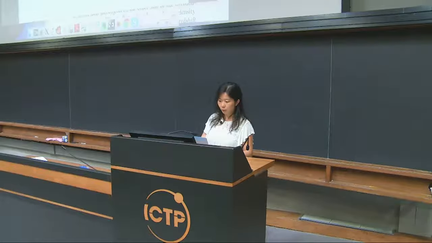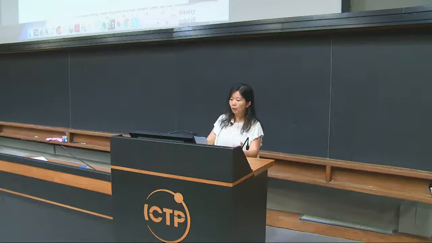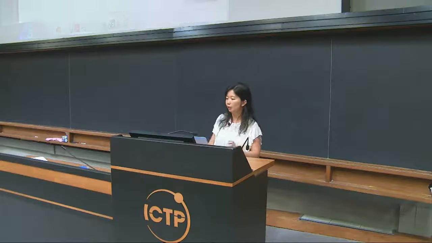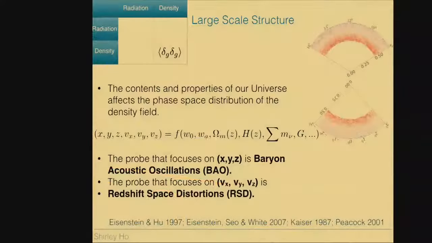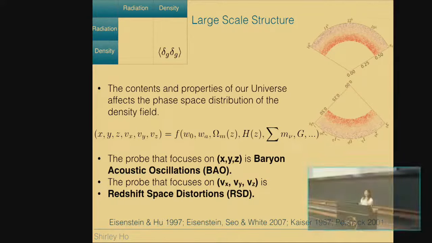Let's go back to what we left off yesterday. It's about something called the redshift space distortions, and it's describing a probe that focuses on the velocities, Vx, Vy, Vz, and what do you do when you actually have redshifts in velocities? Well, the velocity is coming from the redshifts, because we're observing a redshift that's actually a combination of the position and the velocities. That's called the redshift space distortions.